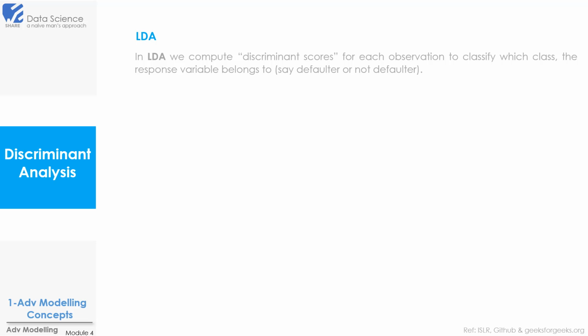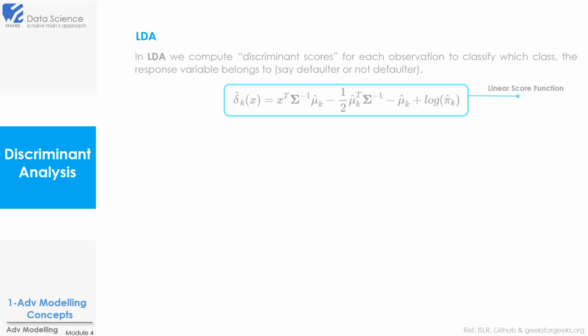Mathematically, in LDA, we compute discriminant scores for each observation to classify which class the response variable belongs to. Suppose we are working on loan defaulters and want to classify individuals into defaulter or not defaulter categories. So our goal is to maximize the linear discriminant score, which can be calculated using the formula shown here. The entire function is called the linear score function.